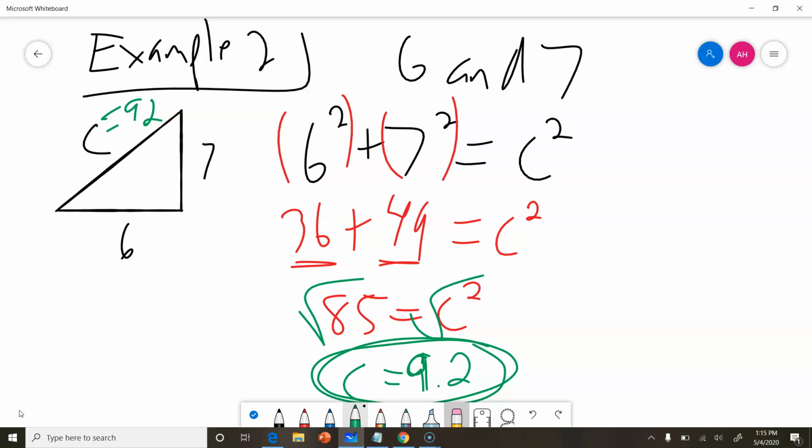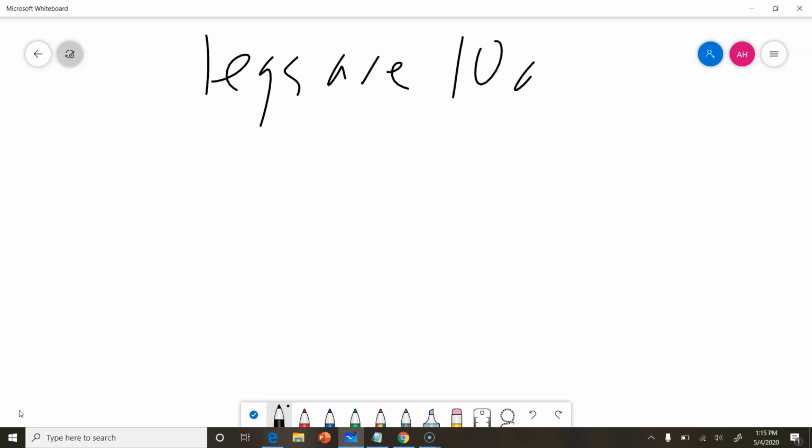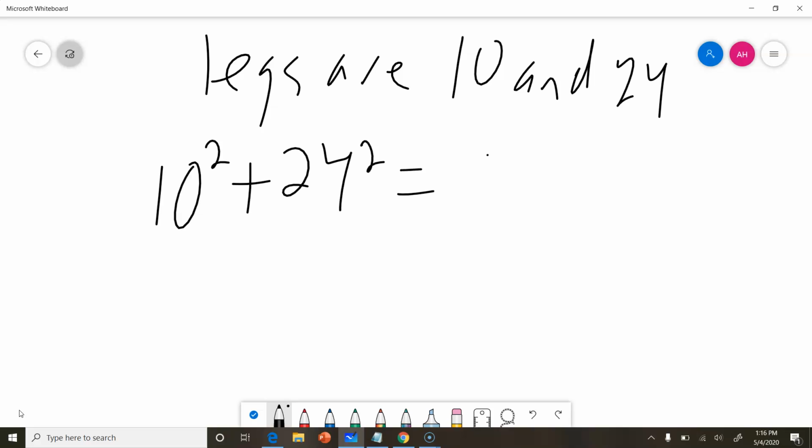Okay, so let's do a few more examples like that, and then we'll keep chugging. This is the easier way. What if the legs are 10 and 24? All I do here is I go 10 squared plus 24 squared equals c squared.